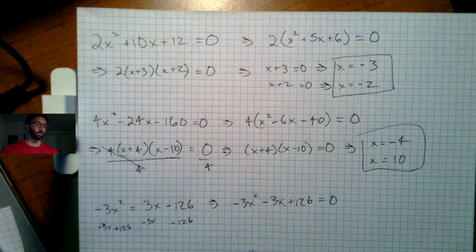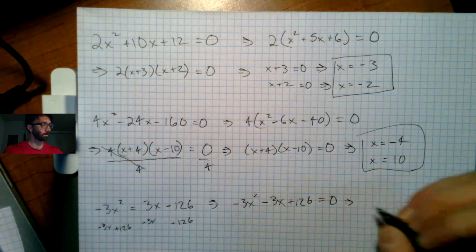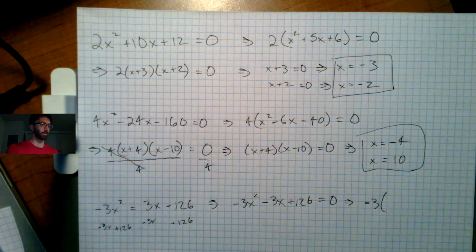And now you'll notice the leading coefficient is negative. And so we're going to want to factor out not just a 3, but we're going to want to factor out a negative 3. And so I have a negative 3 out front now.